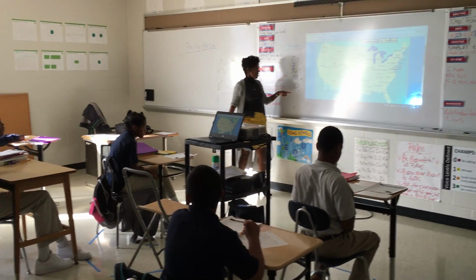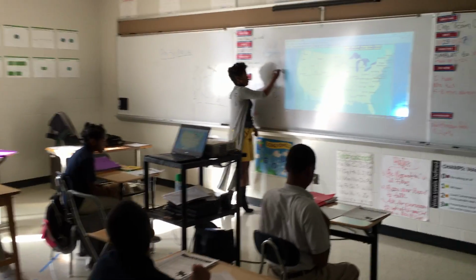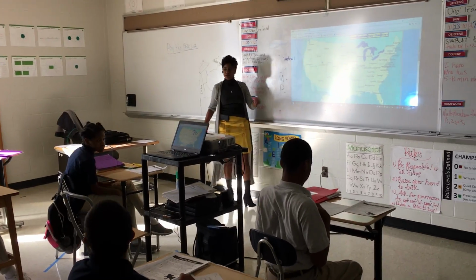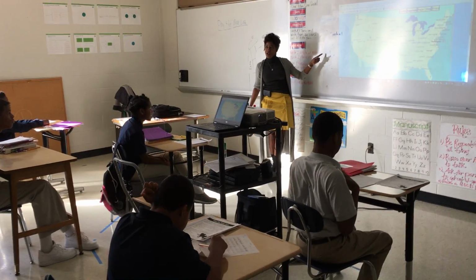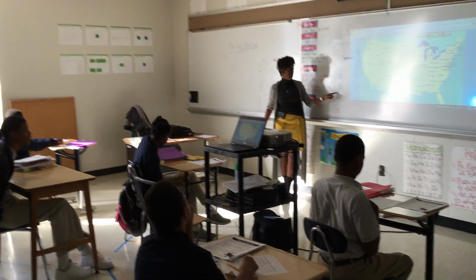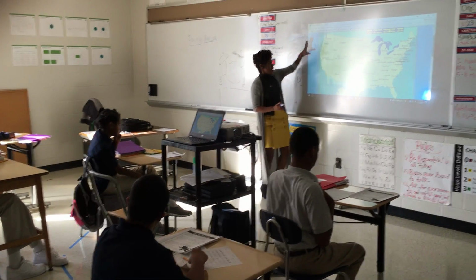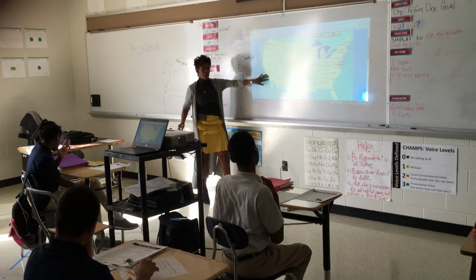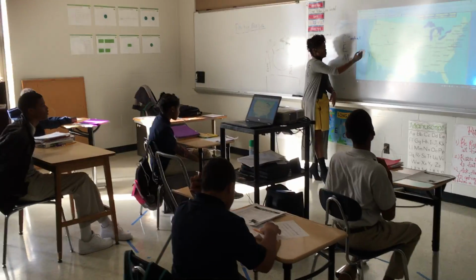Yes. So we know that C stands for Central Time Zone. E stands for Eastern time zone. M stands for Mountain, and P stands for Pacific. So we knew that this part of the map represents what time zone? Pacific, right?